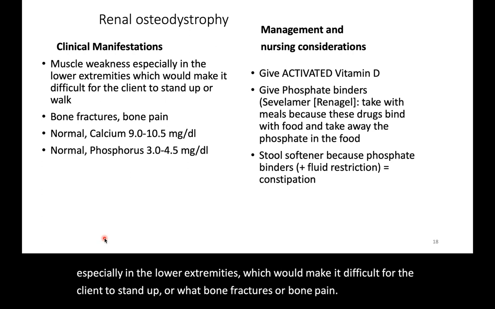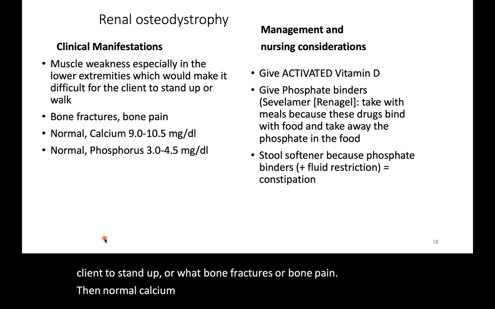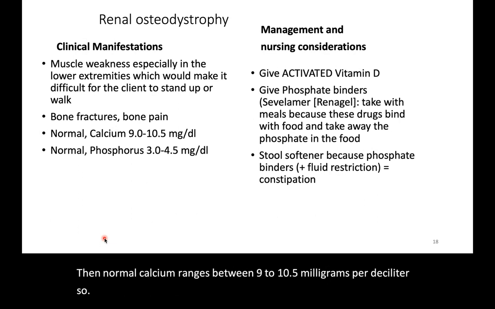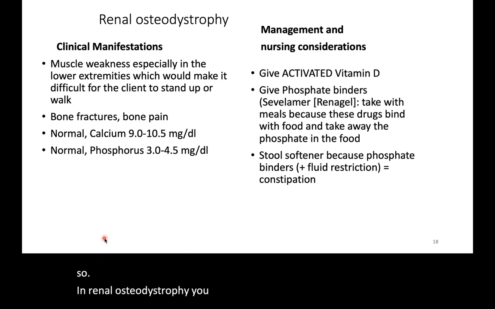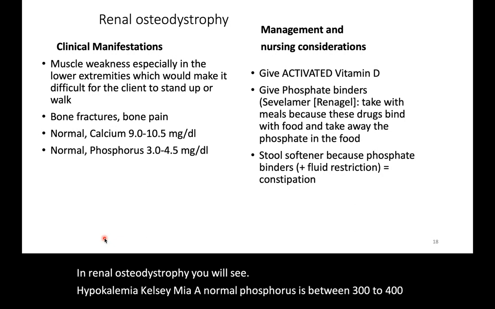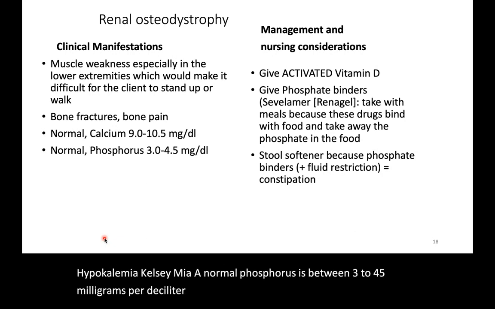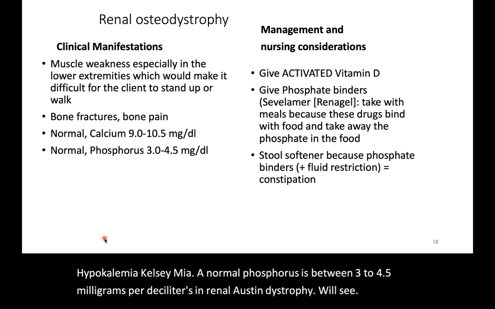The normal calcium range is between 9 to 10.5 milligrams per deciliter. So in renal osteodystrophy, you will see hypocalcemia. A normal phosphorus is between 3 to 4.5 milligrams per deciliter. In renal osteodystrophy, you will see high phosphorus.